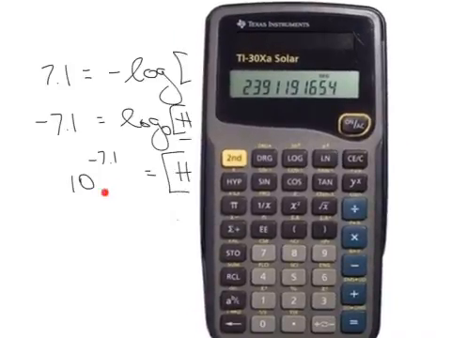Alright, so if we're going to do 10 to the negative 7.1, you push the 10, 1, 0, and then I've got a y to the x power. So the 10 we put in there as the y. So you put 10, click that, and now we're ready for the exponent. Then we type in 7.1, click this button here for the minus sign, and that'll give me negative 7.1 as the exponent. Then I hit equal. And then you should get 7.9 times 10 to the negative 8 for an answer.